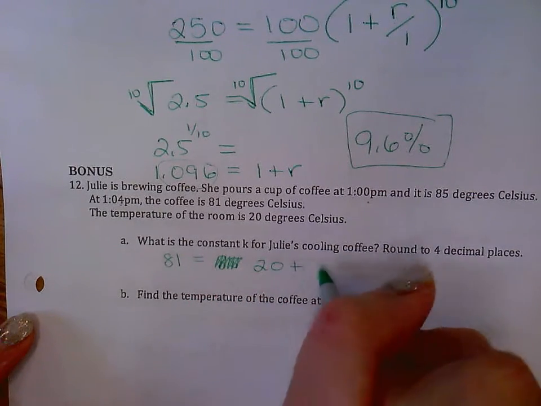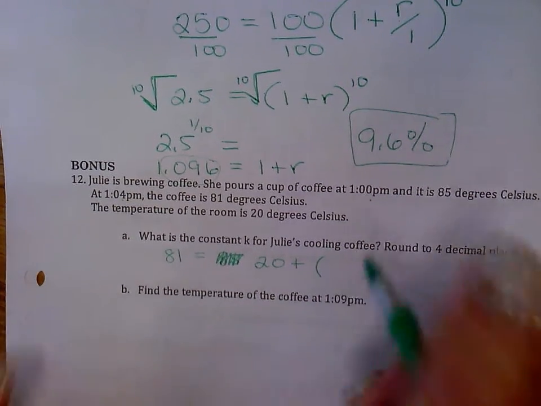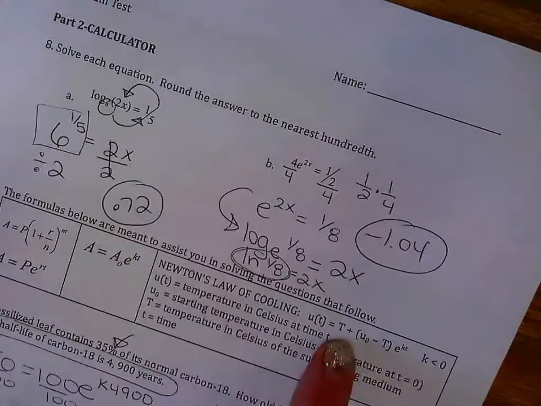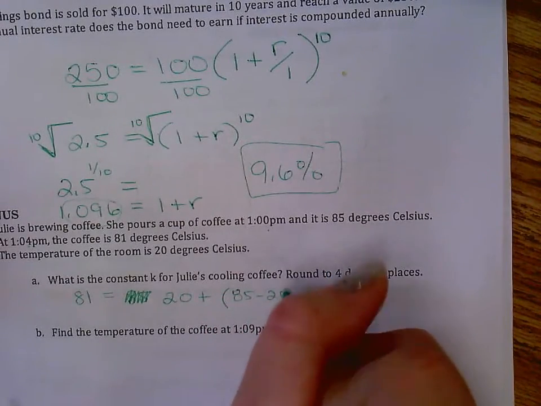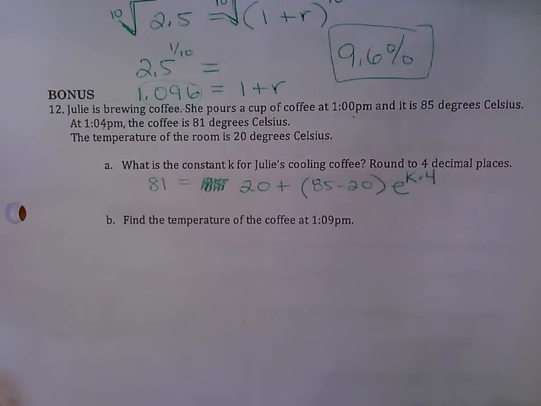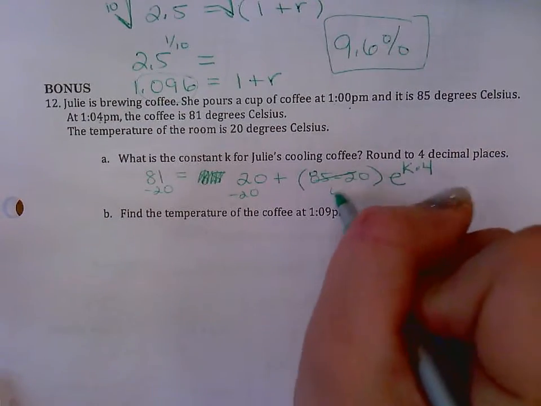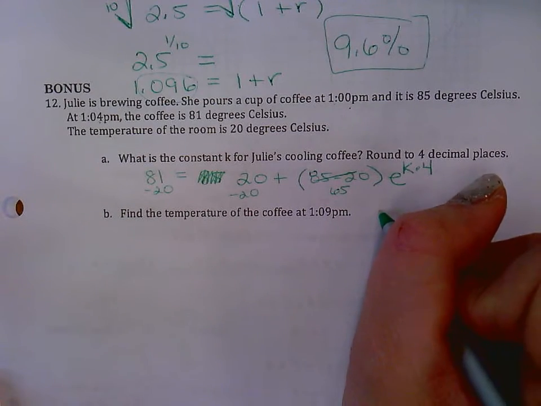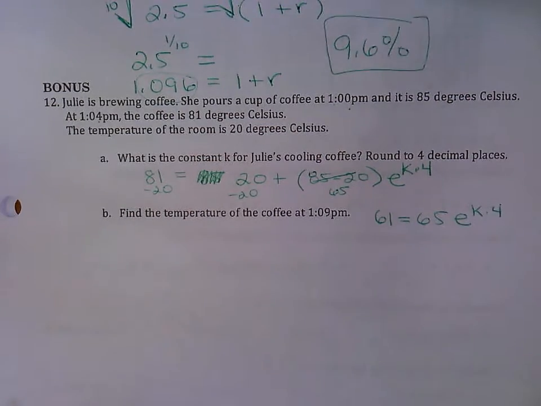So 20 plus parentheses. I need the equation. Initial temperature minus room temperature, initial temperature minus room temperature, e to the k times 4 minutes. So I'm going to subtract 20 from both sides, and I'm also going to record 85 minus 20 is 65. So I've got 61 equals 65e to the k times 4. Did I do my math correctly? 81 minus 20 is 61, and then 85 minus 20 is 65.